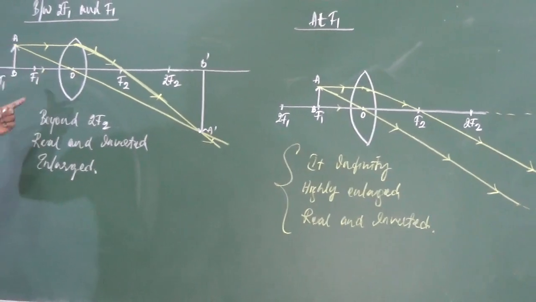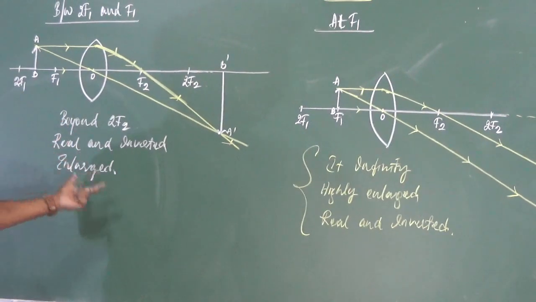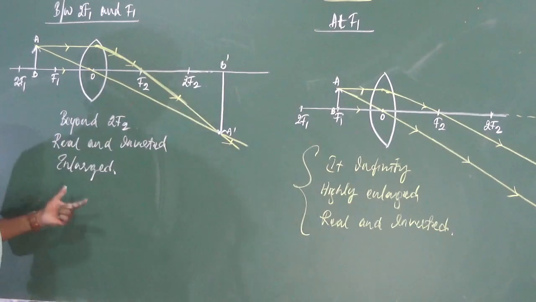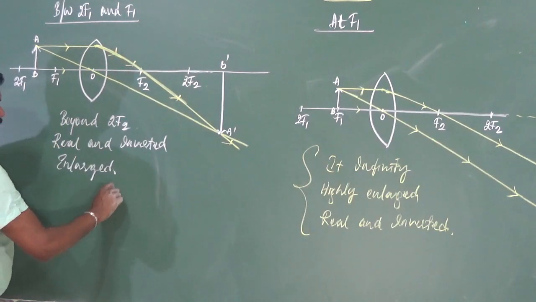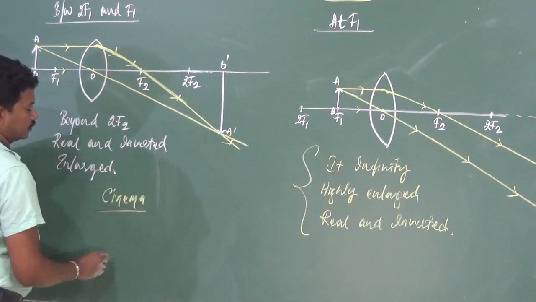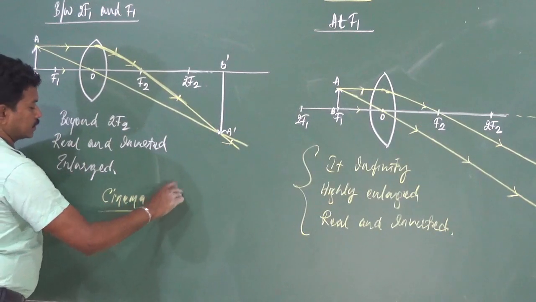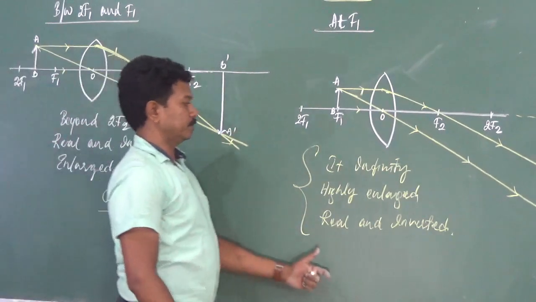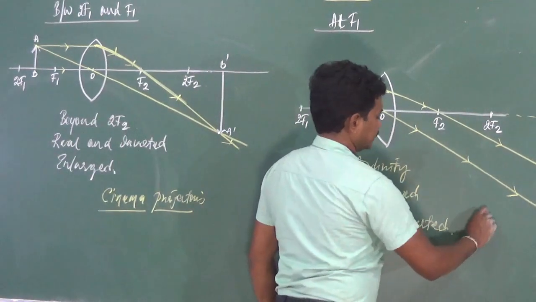What is the use of keeping the object at this position, in which particular optical instrument is this setup used? It is used in cinema projectors. This phenomenon is particularly used in searchlights.